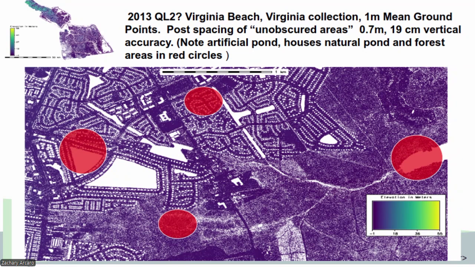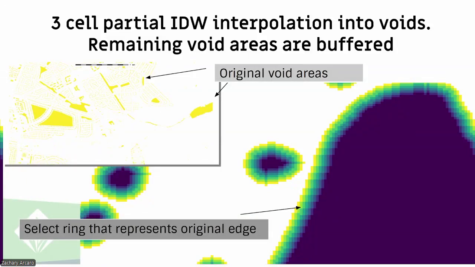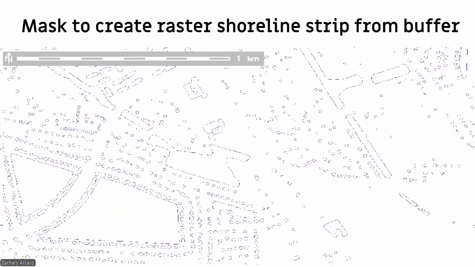So this is Virginia Beach 2013 QL2-ish data. And you can see the voids here for the houses, ponds, the swamp, river, another lake. Now, this is where the voids are left after you do the 3-cell IDW interpolation on the left, and then you come back and buffer from those voids, and you pluck out your shorelines from that buffer using a mask.